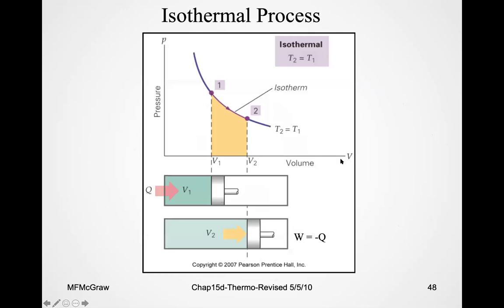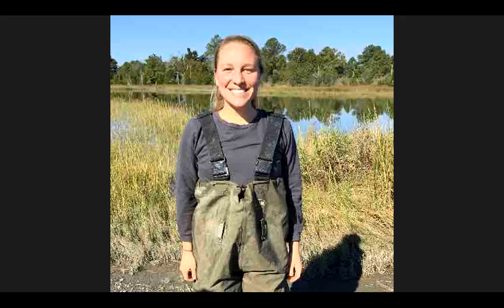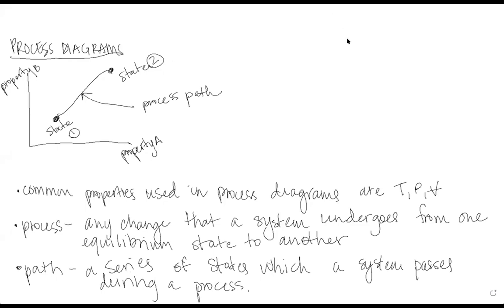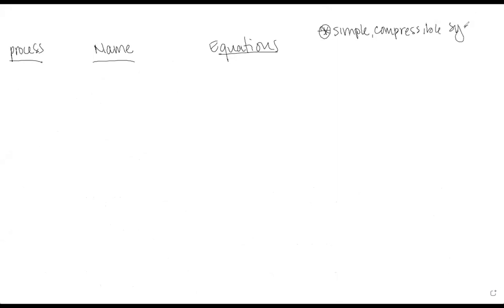All right, and then the isothermal process, we're going to make another table before we start talking about those. So here we're going to have a table with process, name, and equations as our table headings. And one thing to note, when we're looking at a simple compressible system, we use a basic equation that the change in internal energy is equal to heat flow plus work.